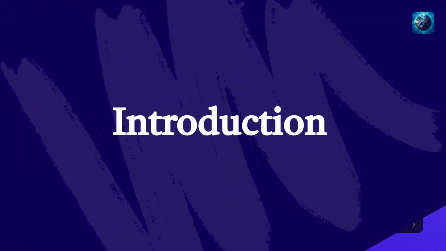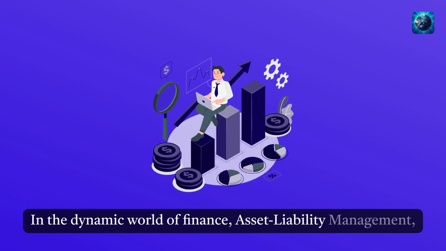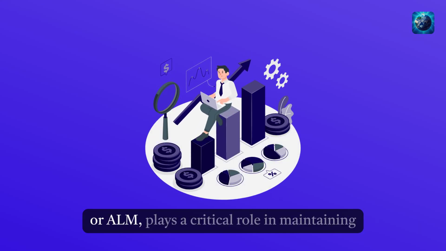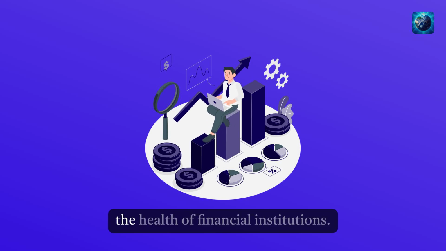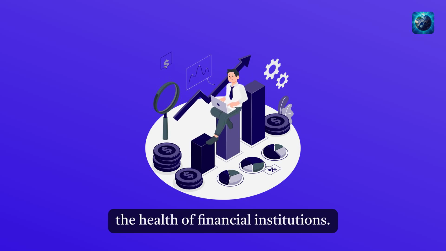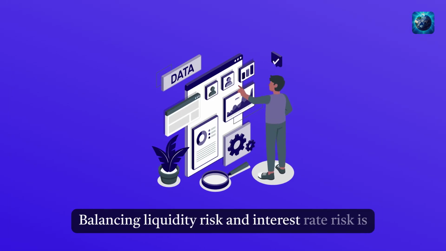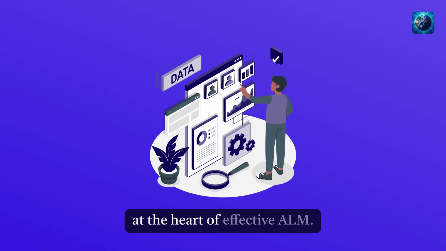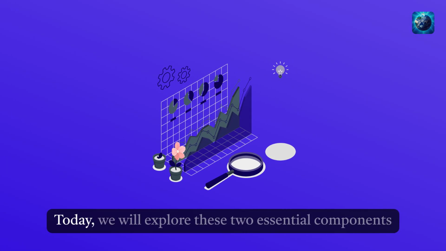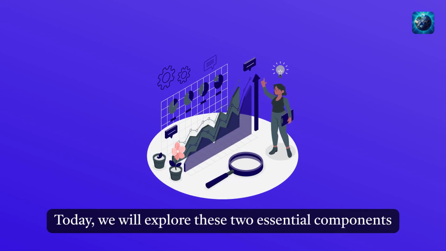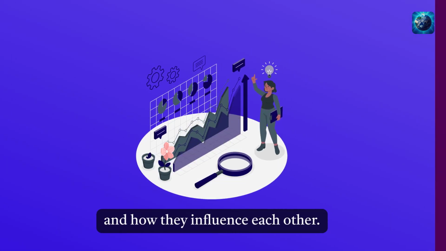Introduction. In the dynamic world of finance, asset-liability management, or ALM, plays a critical role in maintaining the health of financial institutions. Balancing liquidity risk and interest rate risk is at the heart of effective ALM. Today, we will explore these two essential components and how they influence each other.